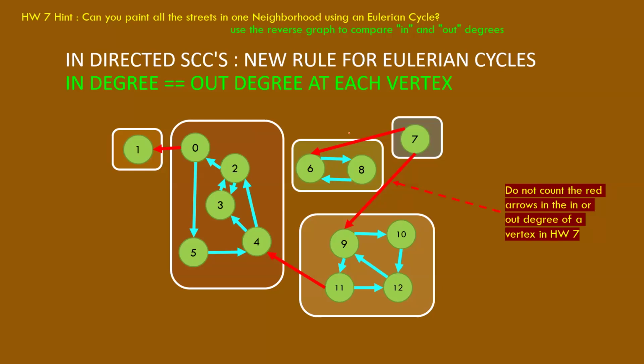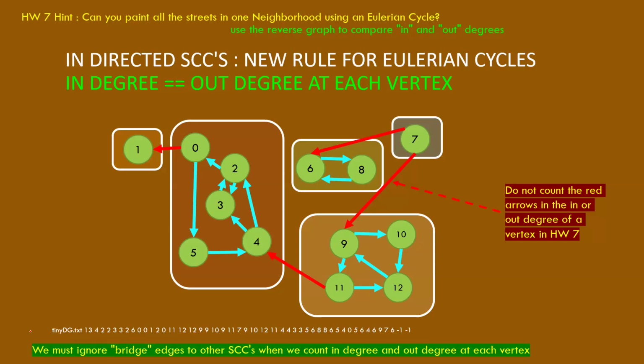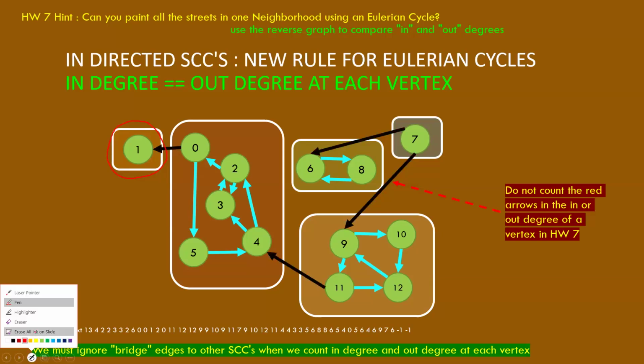So, in this graph, to test part of your homework, you should end up with these vertices being the only ones in an Eulerian tour, right? Because the in degree and the out degree match. So let's just walk through that part real quick to make sure everybody's got that. So there's our tinydg graph that produces this, right? And we're going to ignore the bridges between the SCCs that are red, right? So if there's an edge or an adjacency leaving vertex 0 that lands in another strongly connected component, we don't care about it, right? So let's eliminate those things right off the bat, okay?